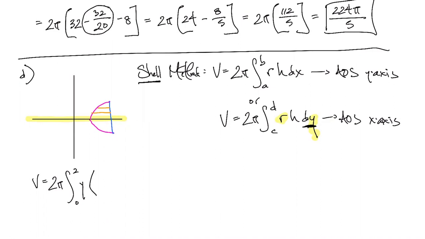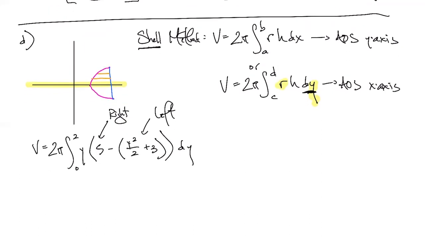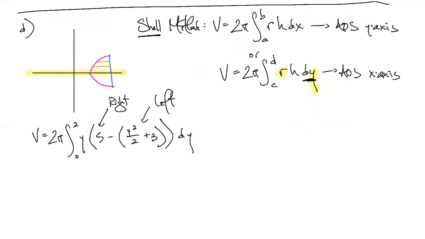And then the height is going to be my right minus left that I had from the area. Okay, so this is the right curve minus the left curve to get the height of the shell. And so again, this setup piece is super, super crucial. This is what I'm checking for. I want to make sure you've got the right setup and that you're not just kind of figuring out how to make the numbers work out, but you actually understand the setup, okay?